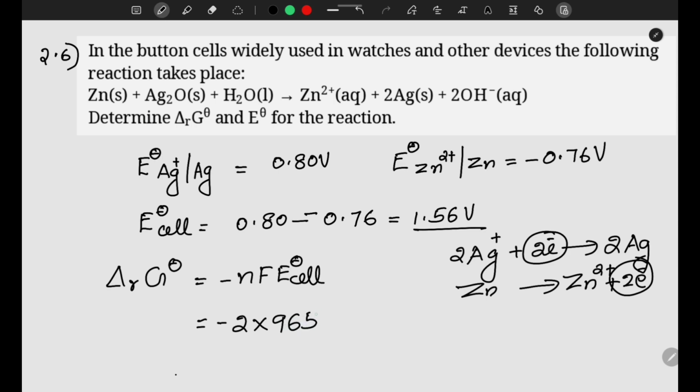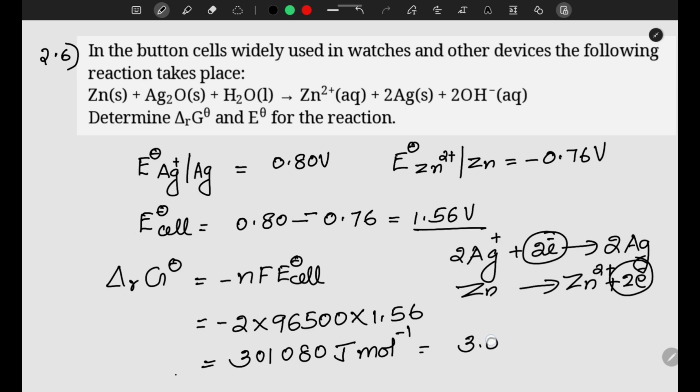So delta G naught is minus 2 into Faraday's constant, 96,487. We can take it as 96,500, into E naught cell, which is 1.56 volt. When you multiply, we will get 301,080 joule per mole. That is 3.01 into 10 raised to 5 joule per mole.